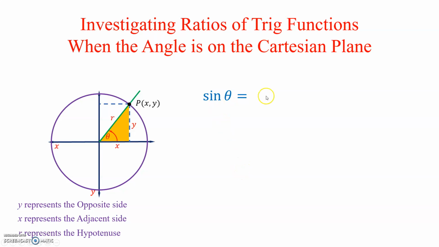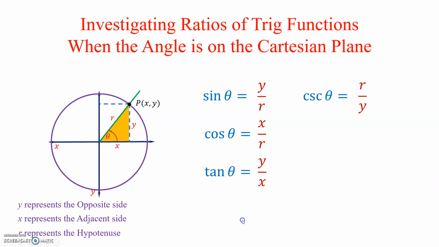So sine used to be opposite over hypotenuse. Now it'll be y over r. Cosine was adjacent, which is the x, over hypotenuse, r, so x over r. Tangent was opposite over adjacent. Now opposite is y, adjacent is x, so y over x. And then the other three will simply be the reciprocals: r over y for cosecant, r over x for secant, and x over y for cotangent.